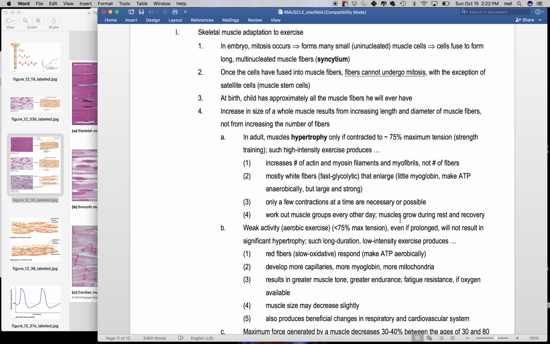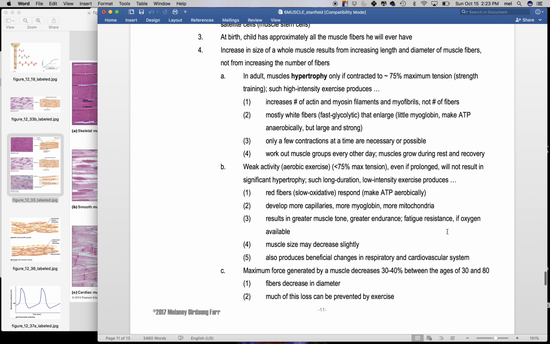In addition, you've heard many, many times that if you want to build muscle mass, you should work out a group for strength training one day and then leave it alone. That's because if you work it out in the same way the next day, instead of using that ATP for anabolic activity to build muscle mass, you'll be using that ATP for muscle contraction. So if you want to build muscle mass, you have to work out a muscle group to 75% maximum tension, not every day, because muscles will actually grow and do their protein synthesis during rest and recovery.